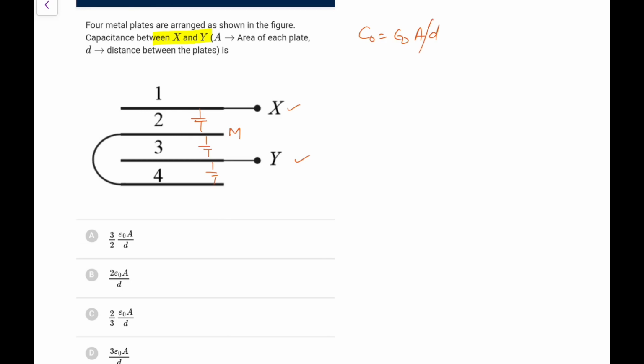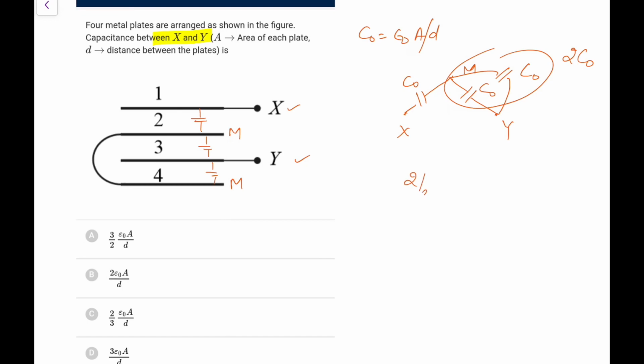I redraw it, this is x, this is y, and this is M. Between x and M I have C naught, between M and y I have C naught, and again this will be M also because they are connected by a wire, so this will also be C naught. So this is 2 C naught in parallel, and in series that would be 2 by 3 C naught, which will come out as 2 by 3 epsilon naught A by d. So we'll go for option C here.